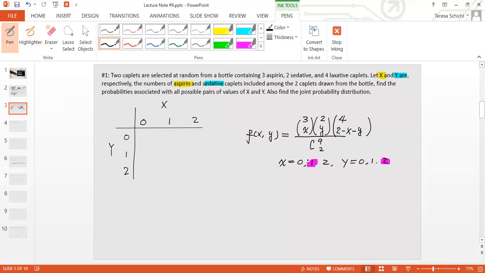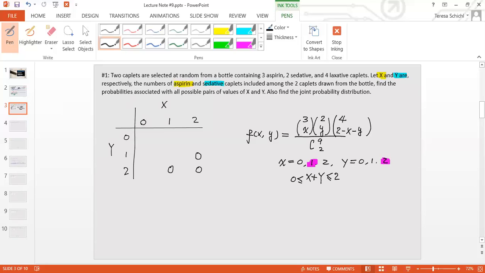Because they only want us to take how many caplets? 2 caplets. So if x is 0, 1, 2 and y is 0, 1, 2, I also have a condition here. That means x plus y cannot be more than 2, right? So immediately I know that the probability here is 0. It cannot happen. 2, 1 is 0. This one is 0, right? 2, 2. So those 3 places are not going to happen because I only have 2 caplets.